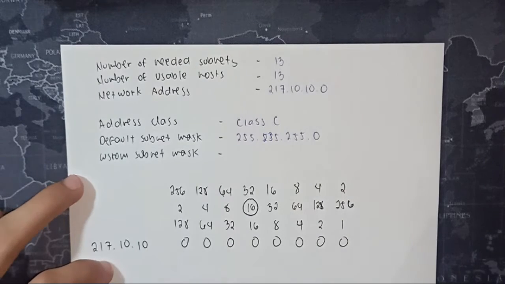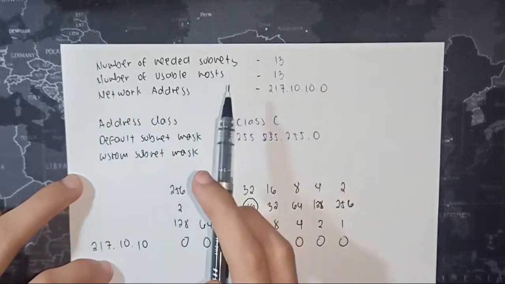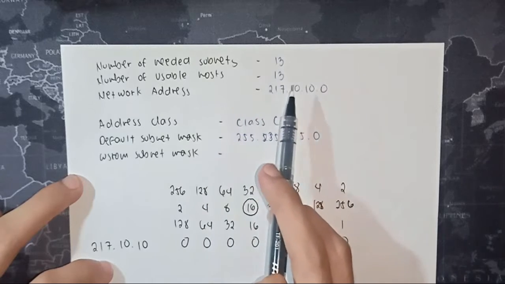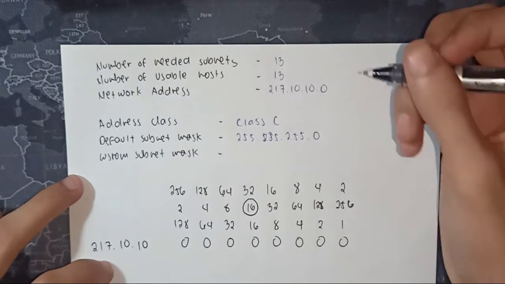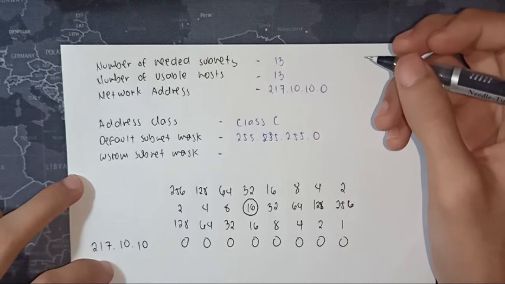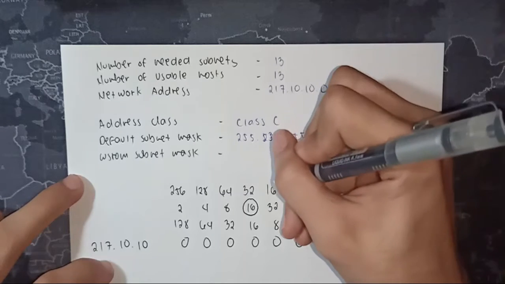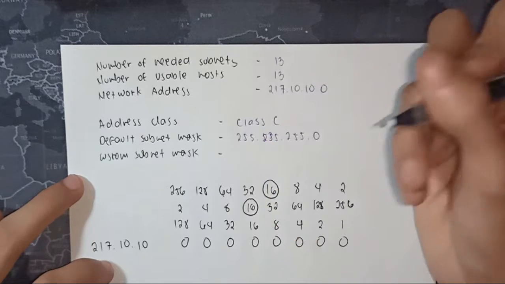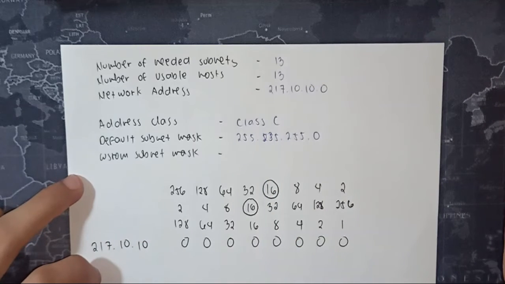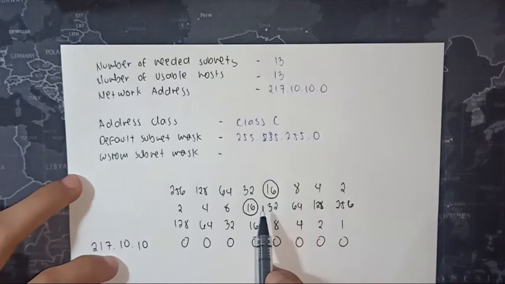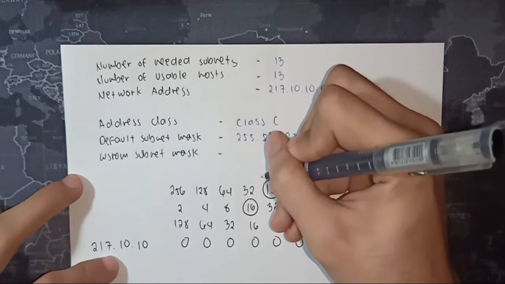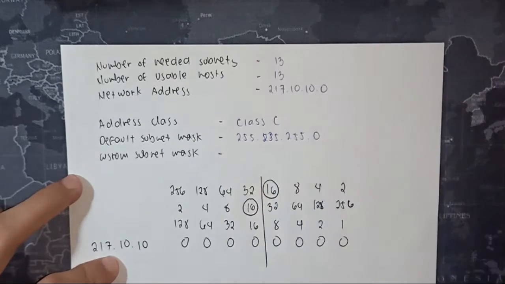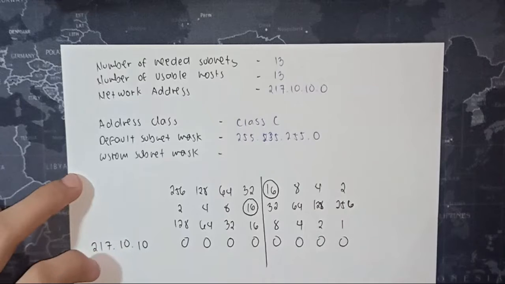Then the next thing is the number of usable hosts, which is 13. So we're just going to do the same as we did in the number of needed subnets. Encircle this, the nearest number after the 13. Now we're going to draw a straight line in the middle of the two encircled values. Then we have this table.